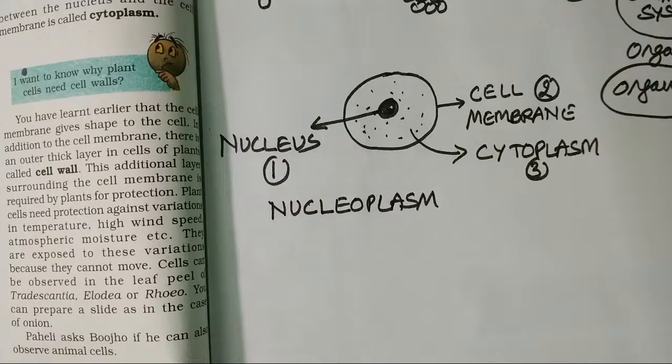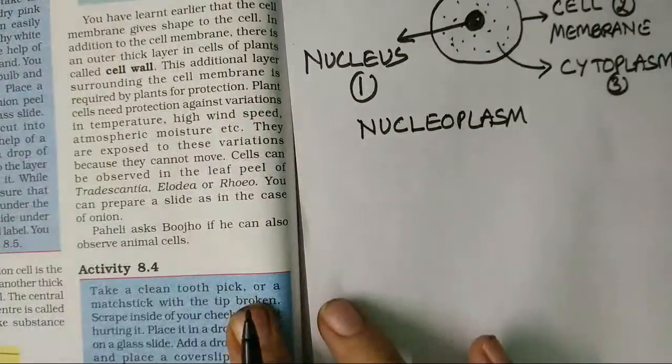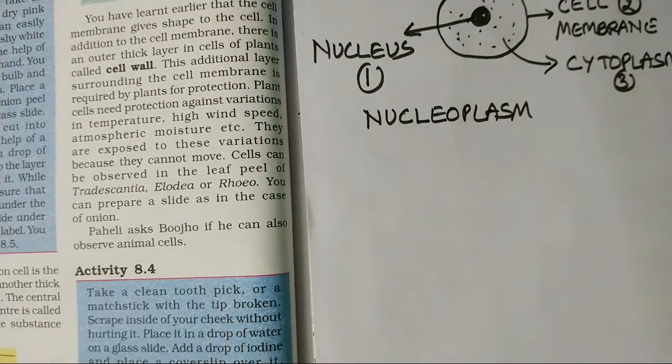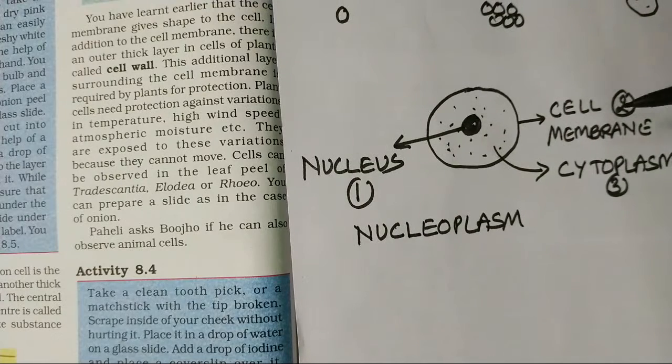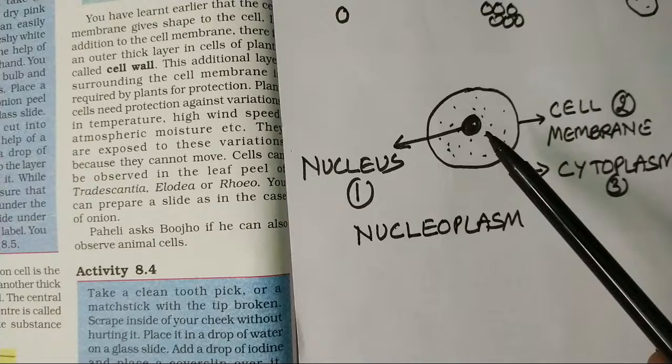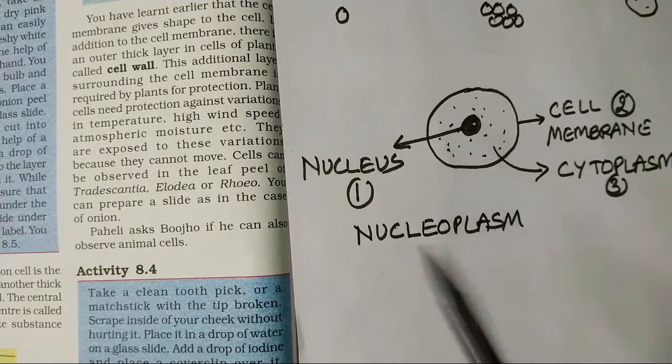nucleoplasm. So you have learned earlier that the cell membrane gives shape to the cell. So what is the function of the cell membrane? Since it is a boundary, it will give shape to the cell. It will control what goes inside or what goes outside, and it gives shape to the cell.